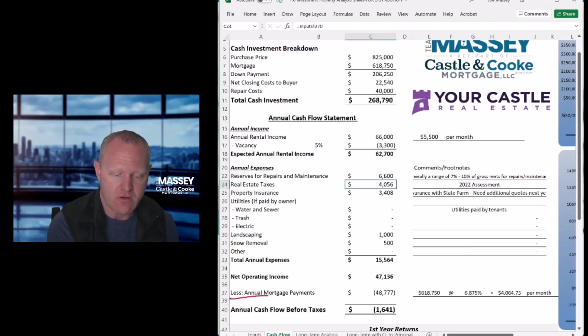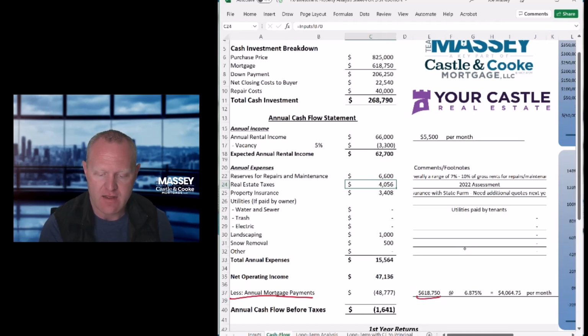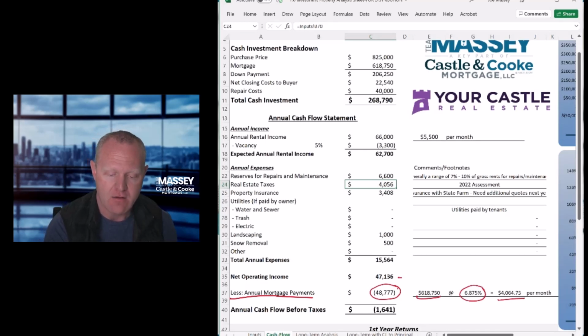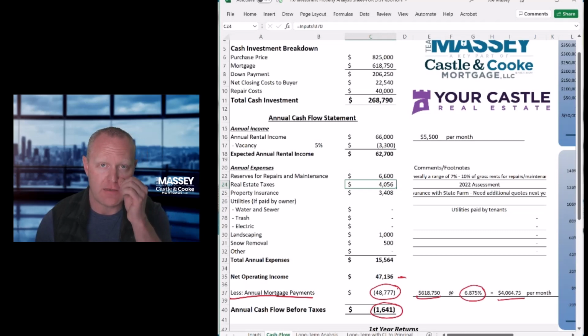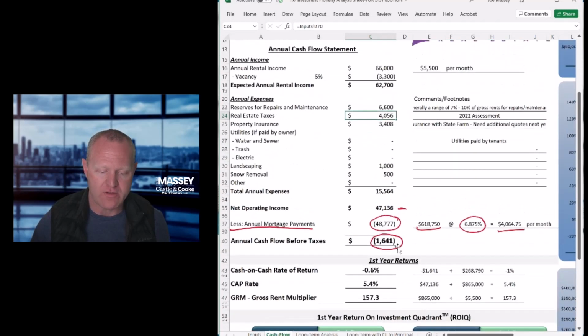Of course, it is always the mortgage payment. In this case, $618,000 at 6.875%. That expense is $4,064 per month. Times 12 months is a total of $48,777 per year. So we're going to subtract that from that net operating income. This property is losing an estimated $1,641 per month. So let's look at what this means for our returns.